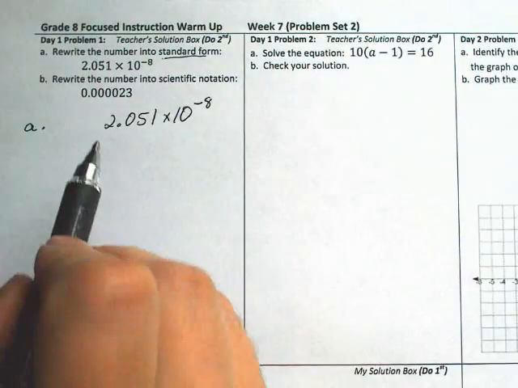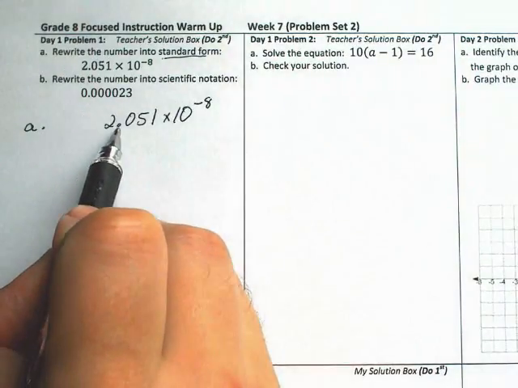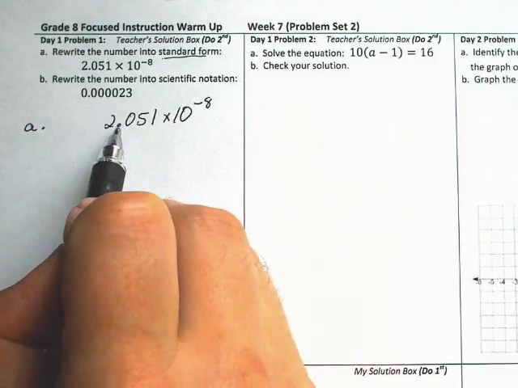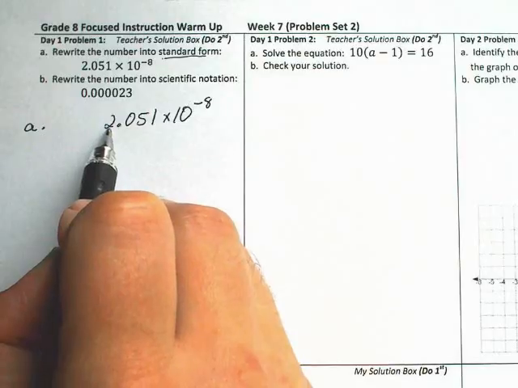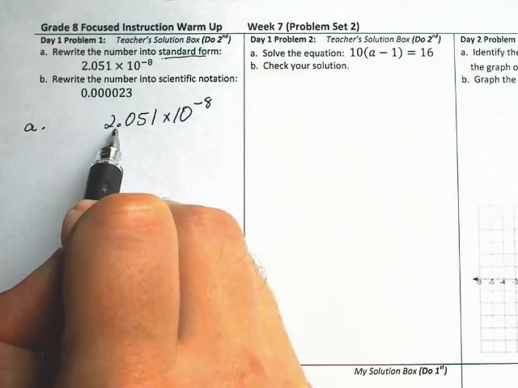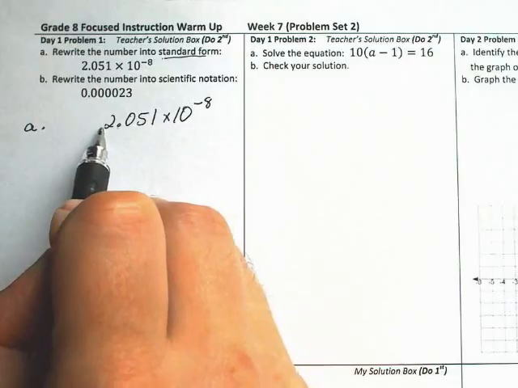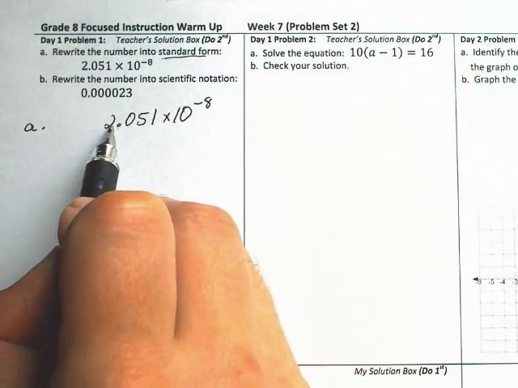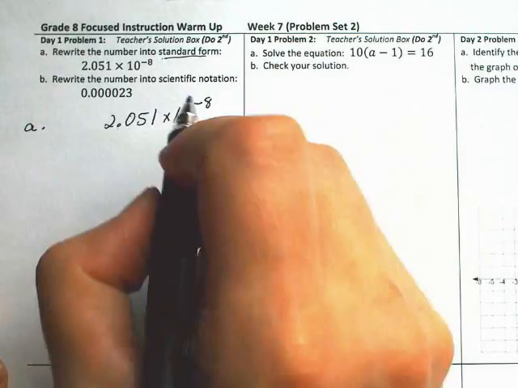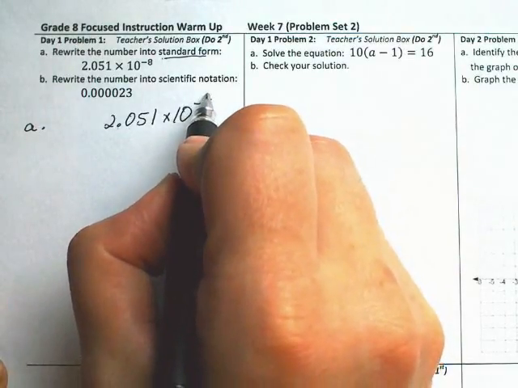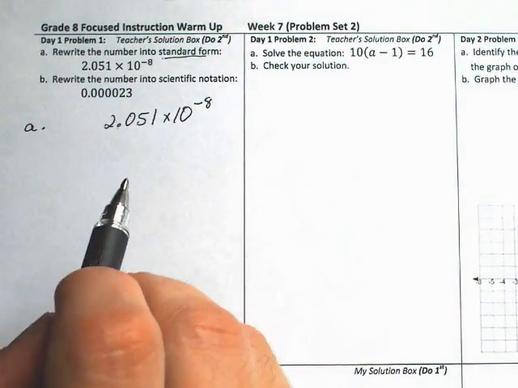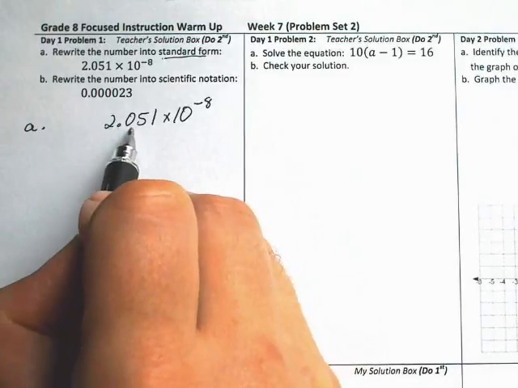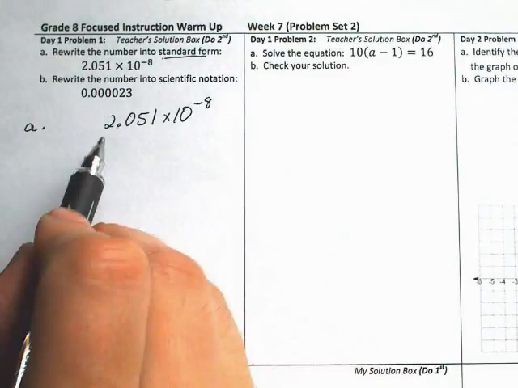And to change it to standard form means that the decimal point needs to be moved. Now, if I move the decimal point to the right, that would create numbers that are larger than 2.051. If I move the decimal point to the left, I'm going to create numbers that are smaller than 2.051. And the question is, when the exponent on a 10 is a negative number, what sort of thing do I want to accomplish? Do I want to create numbers that are larger than what I see here or smaller than what I see here?